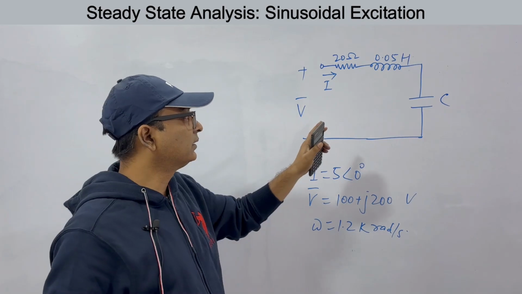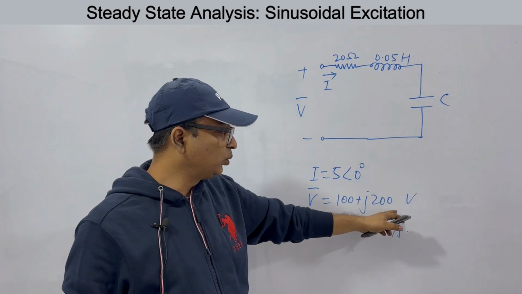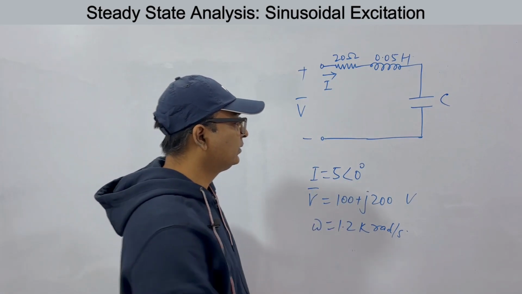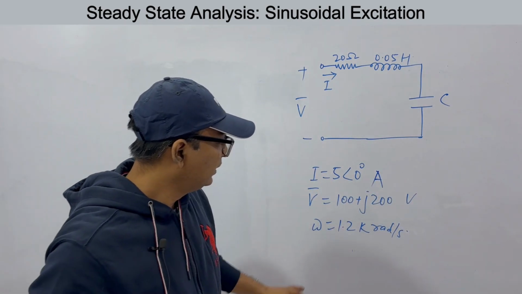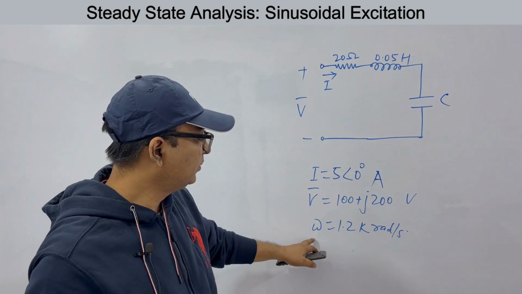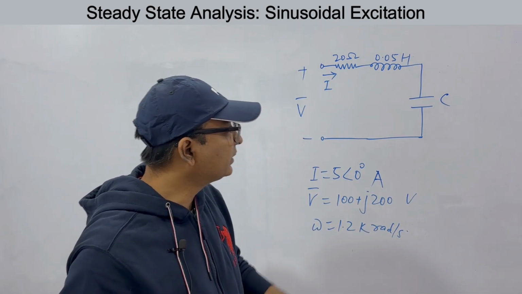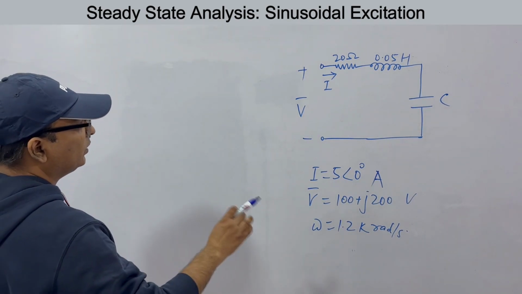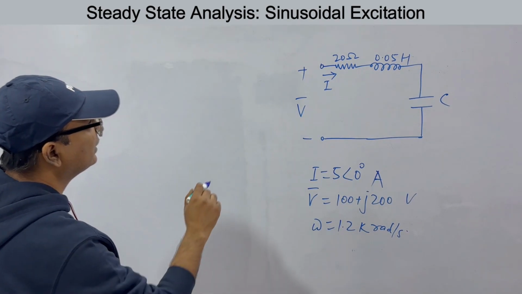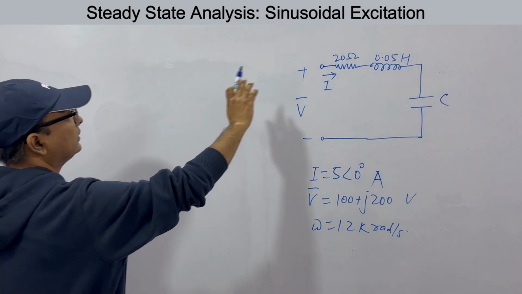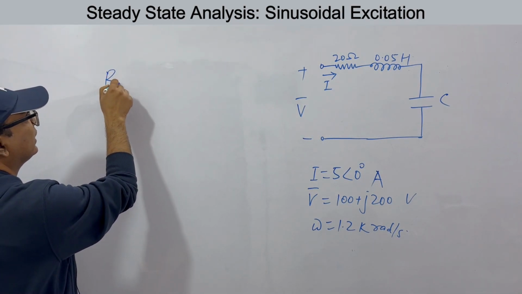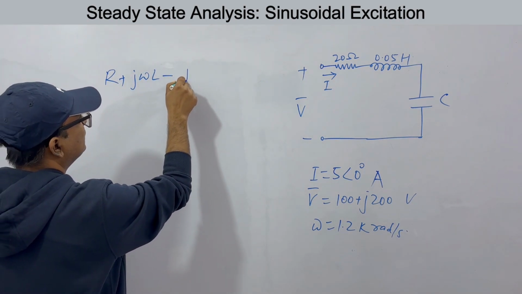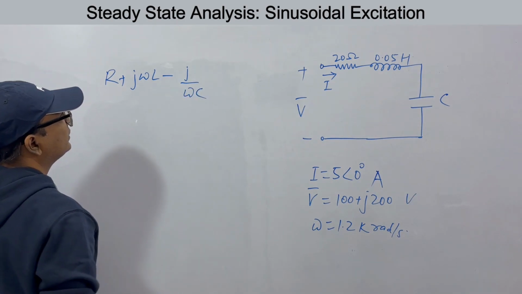This is an RLC circuit. V is given as 100 plus j200. The current I is 5 angle 0 degrees ampere. Omega, the angular frequency of the input signal, is 1.2 kilo radians per second. We have to find what is C. Very easy. It may look difficult, but it is very easy. I told you the impedance is R plus j omega L minus j by omega C.